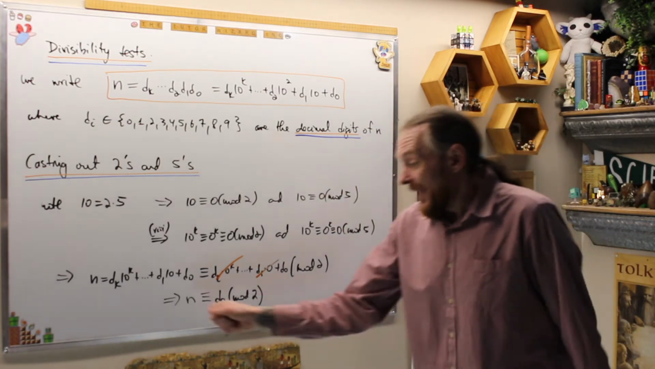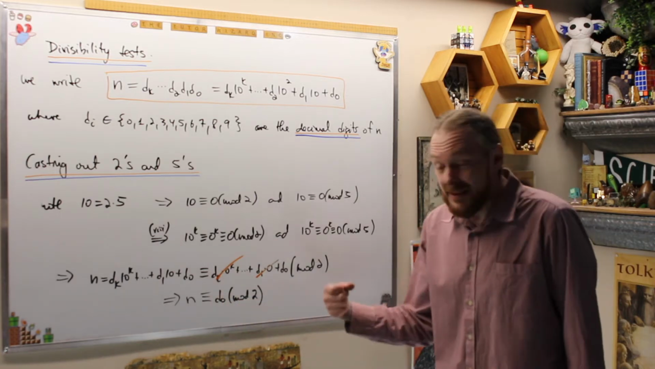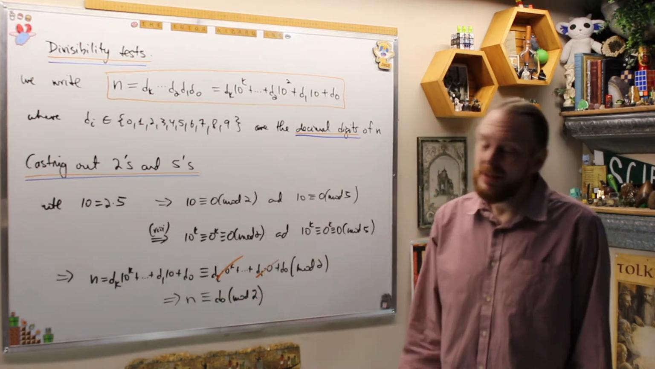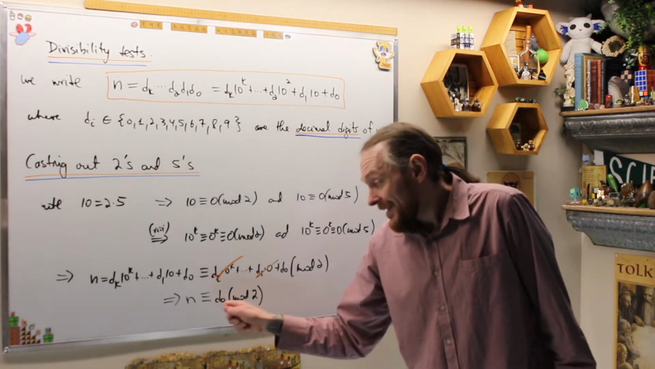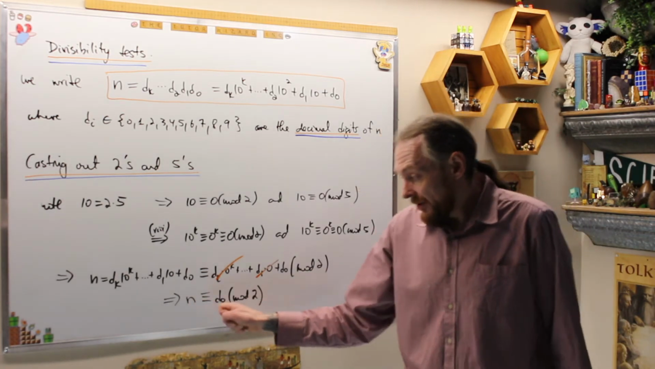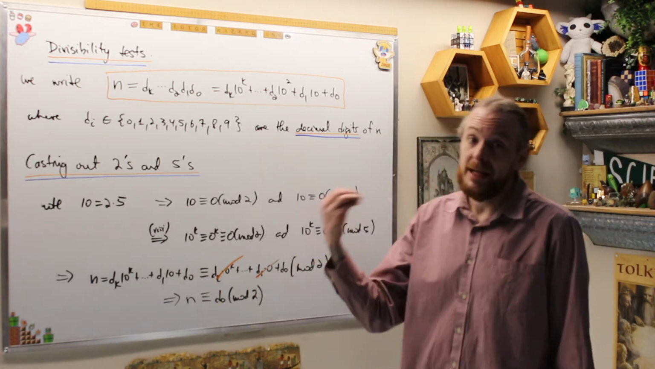So what does that say? N and its last decimal digit D0 always leave the same remainder when I divide by 2. 2 only has 2 remainders, 0 or 1. So in particular, 2 divides N if and only if 2 divides the last decimal digit D0. And this is where we get casting out 2's, or the test for 2.